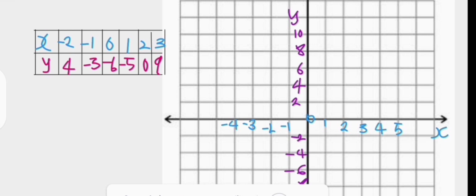When x is -2 here, the value of y is 4. The intersection of the lines of those values of x and y, which is here, gives the required point. So we have plotted the first point. X is -1 here, and y is -3, between -2 and -4. So we plot the point here. The next point on the table is when x is 0 and y is -6. The point comes here.